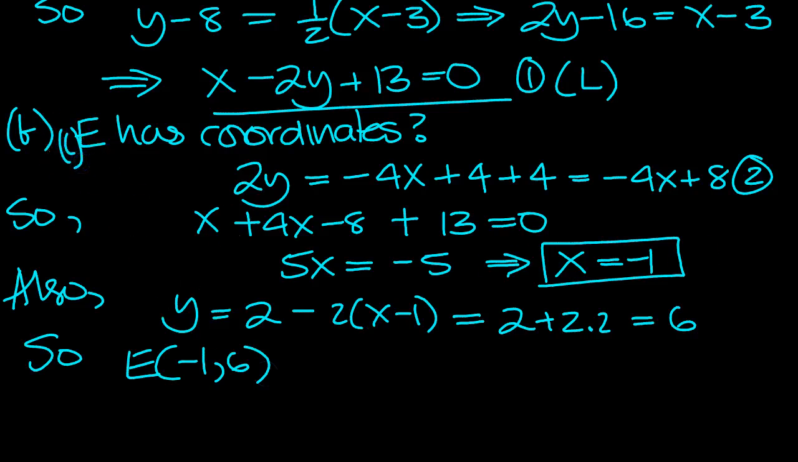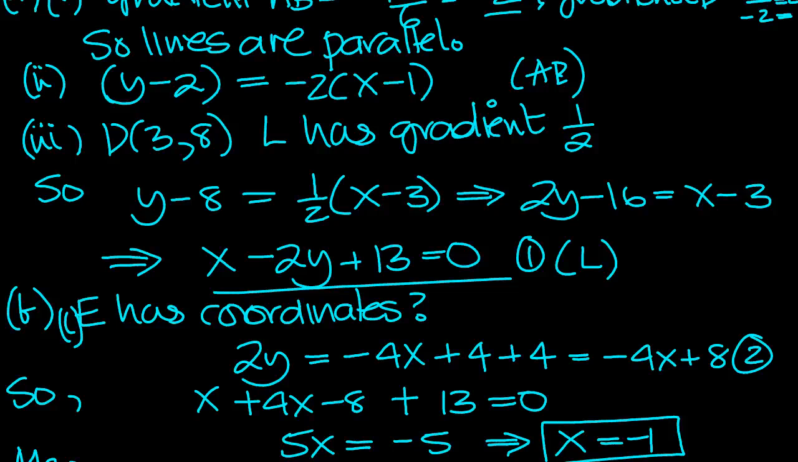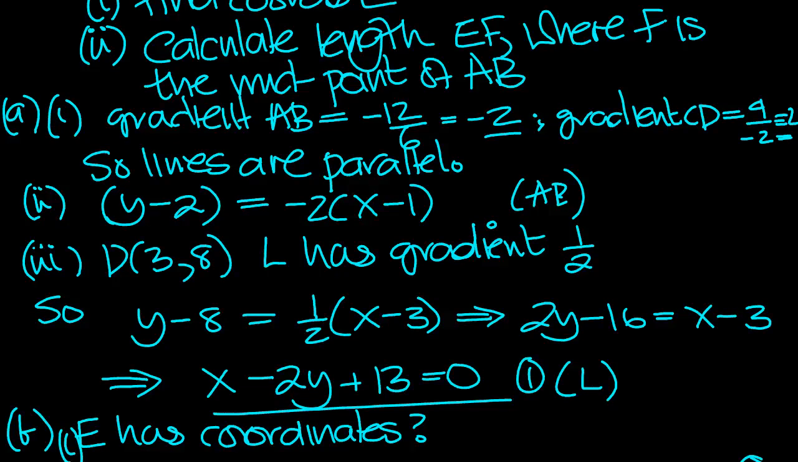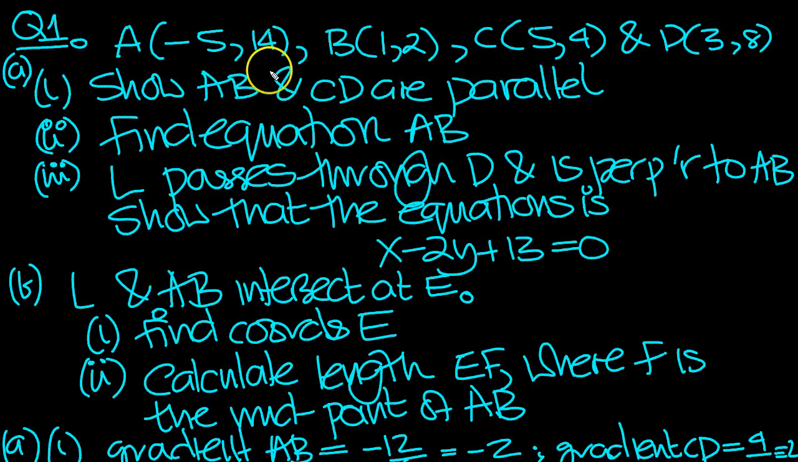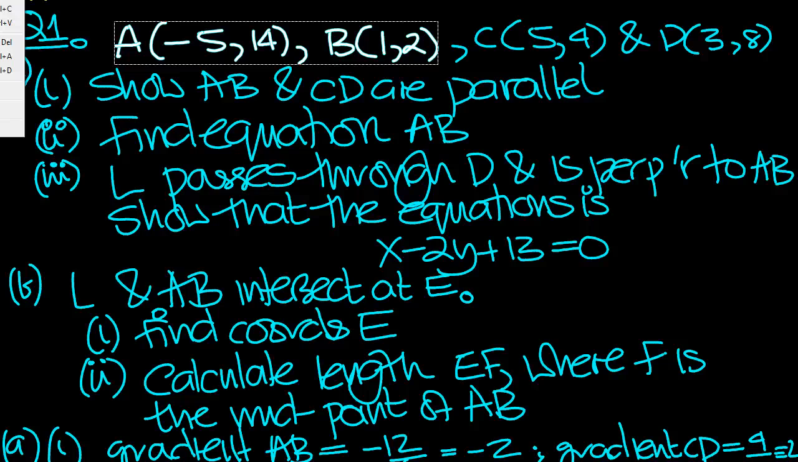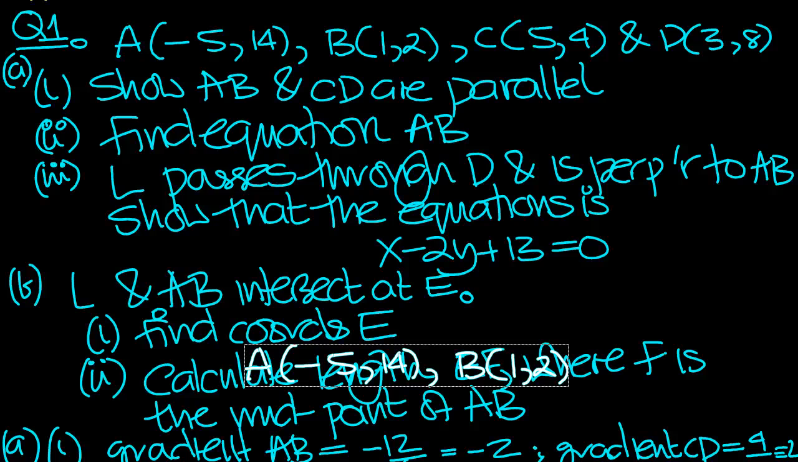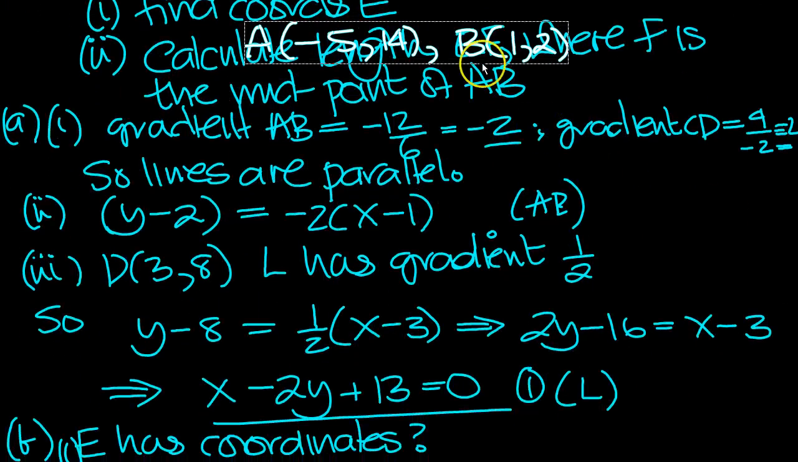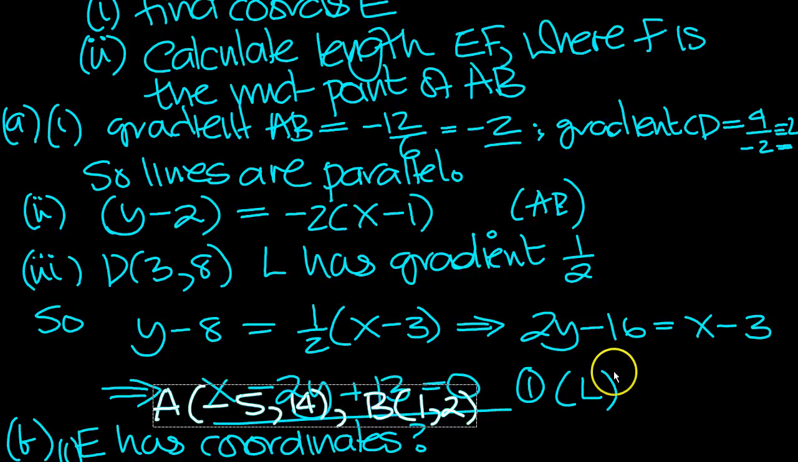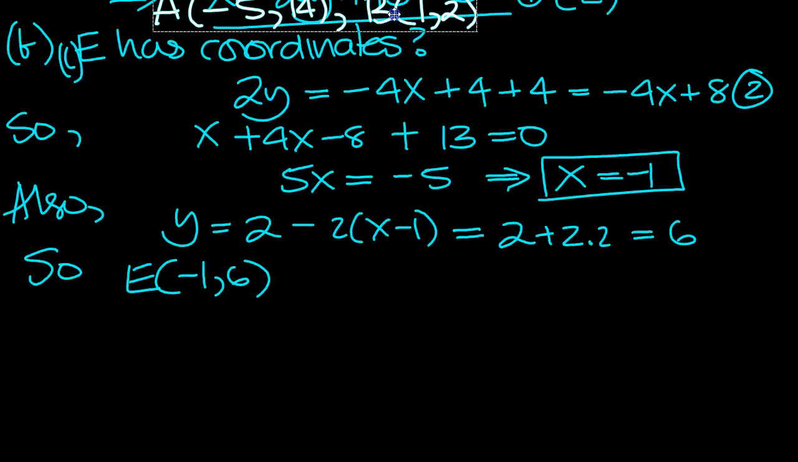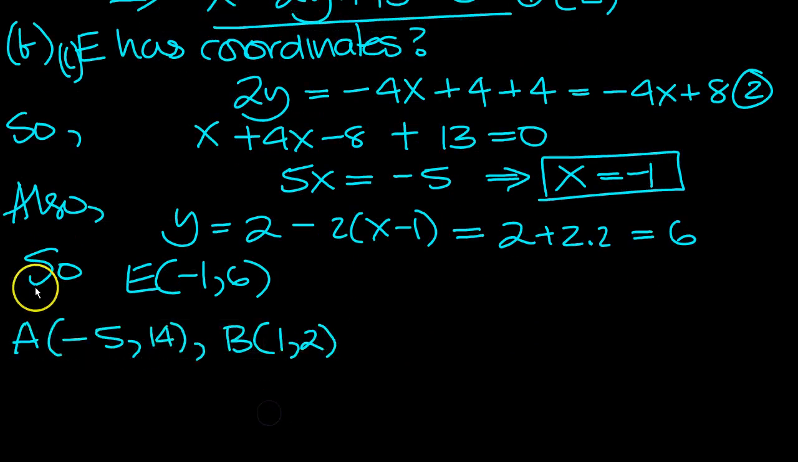Now B part 2. So let's just flick back up here. Calculate the length EF, where F is the midpoint of AB. So AB are these coordinates here. So let's just copy them, and then we can drag them down. So we've got them here. What was it now? F is the midpoint of AB, and calculate the length EF. So this is part 2.